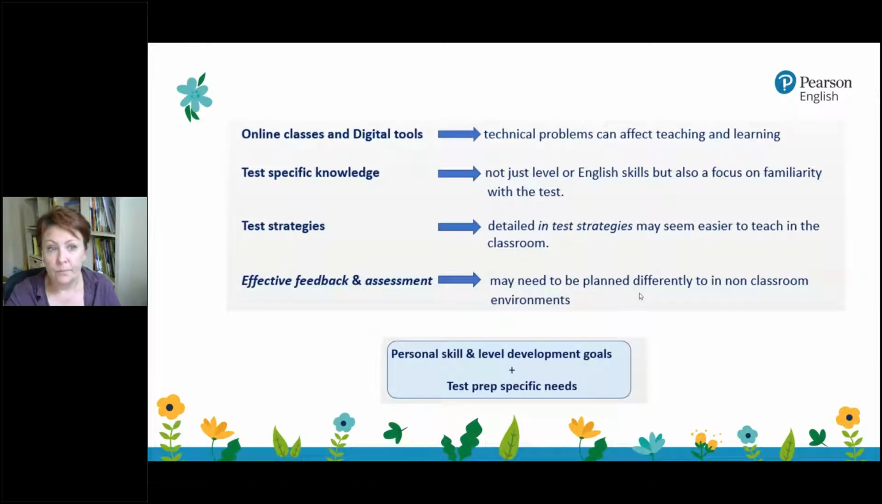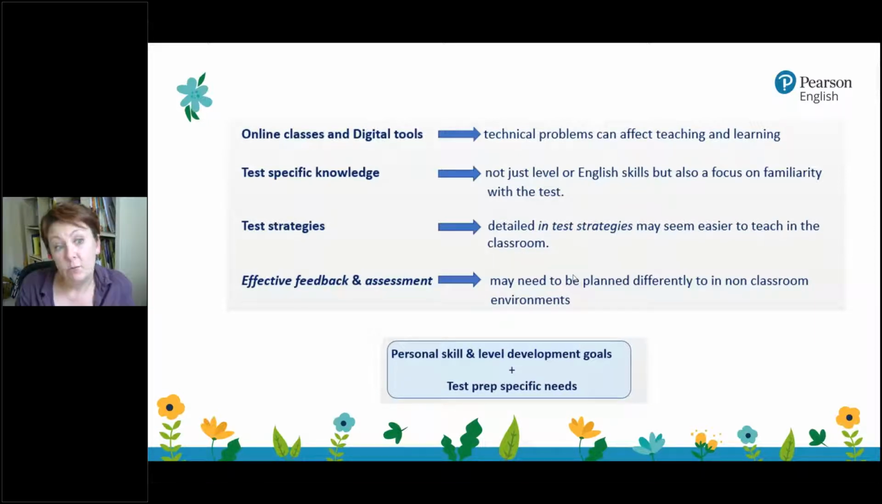For example, the online classes and the digital tools. Technical problems can affect teaching and affect learning as well. I mean, you've seen me today. I think that I'm quite technologically savvy, but obviously anybody can have problems with it, right? Anything can happen. So this is something that's obviously a big difference.